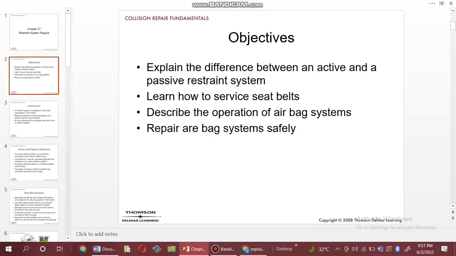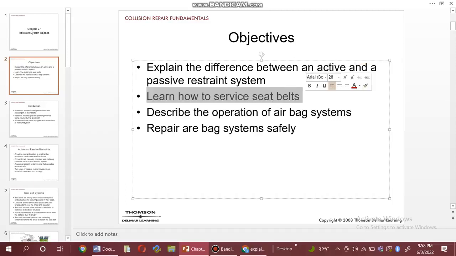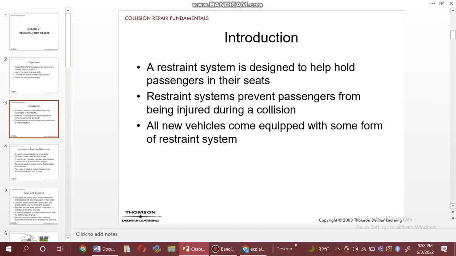Here is the objective of the restraint system. Explain the difference between an active and a passive restraint system. These are the two types of restraint system. The first one is active and the second one is passive. Learn how to service seat belts. Describe the operation of the airbag system and repair the airbag system safely. And here we have the introduction of the restraint system.